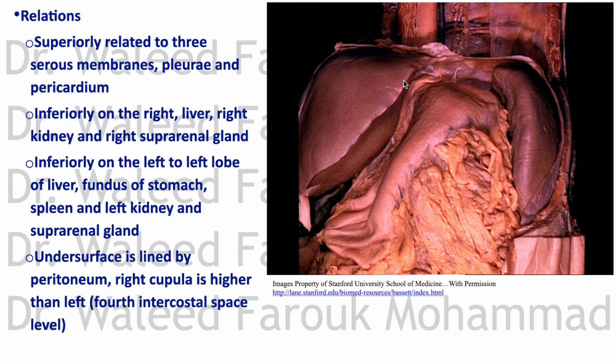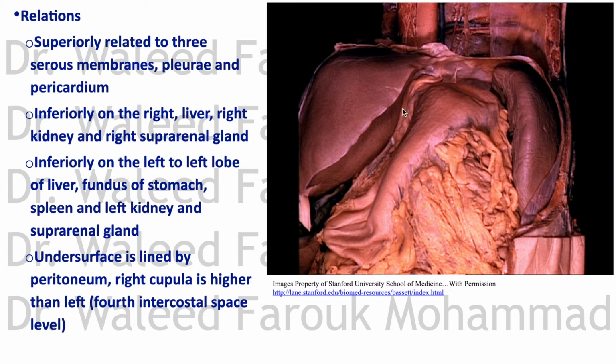Inferiorly, it's related to the liver and the kidney behind it on the right side, see? And because the liver is big, it pushes the right cupula upwards. It may even reach the level of the fourth intercostal space. That's why the right cupula is higher than the left one. See that? This one is higher than this because of the size of the liver.